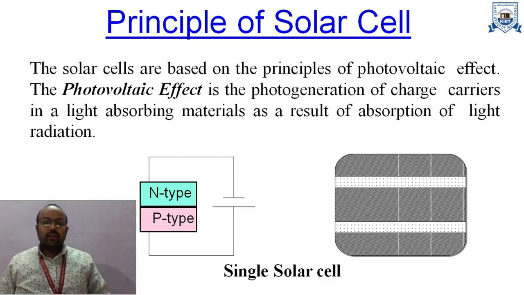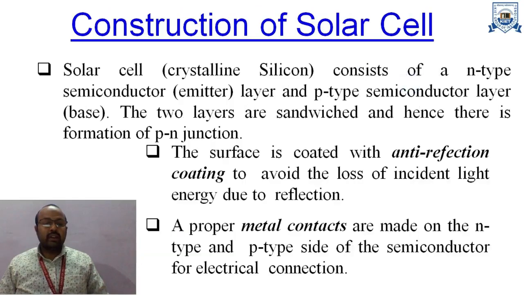Now, principle of solar cells. Solar cells are based on the principle of the photovoltaic effect. In the photovoltaic effect, there is photo generation of charge carriers in the light absorbing material as a result of absorption of light radiation. So n-type and p-type junctions are created, they absorb the light energy, and it is converted to electrical energy.